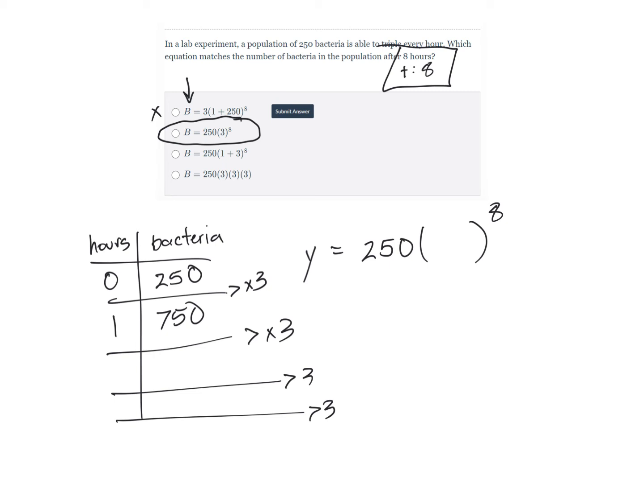But maybe this C is confusing. It's because, well, there you got the 1. So aren't you supposed to add the 3 to 1? Well, no. You only add to 1 if you're just given a percentage increase. Okay? If you're given a percentage increase, you add it to 1.